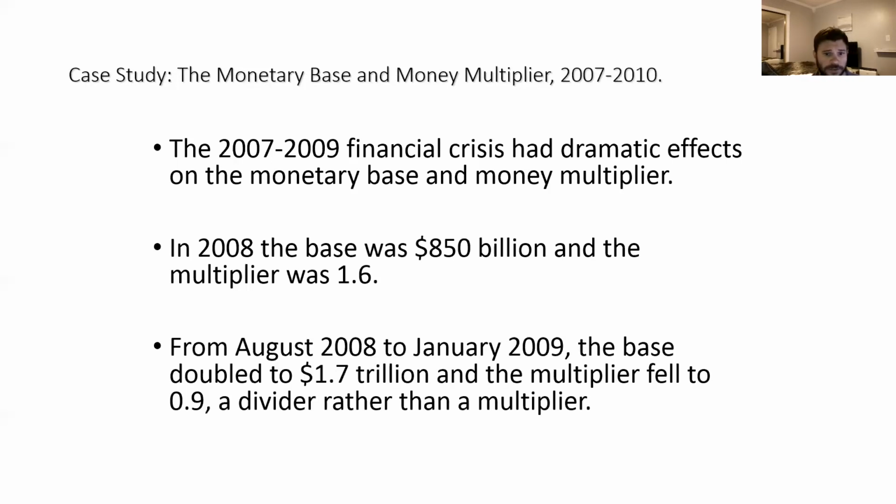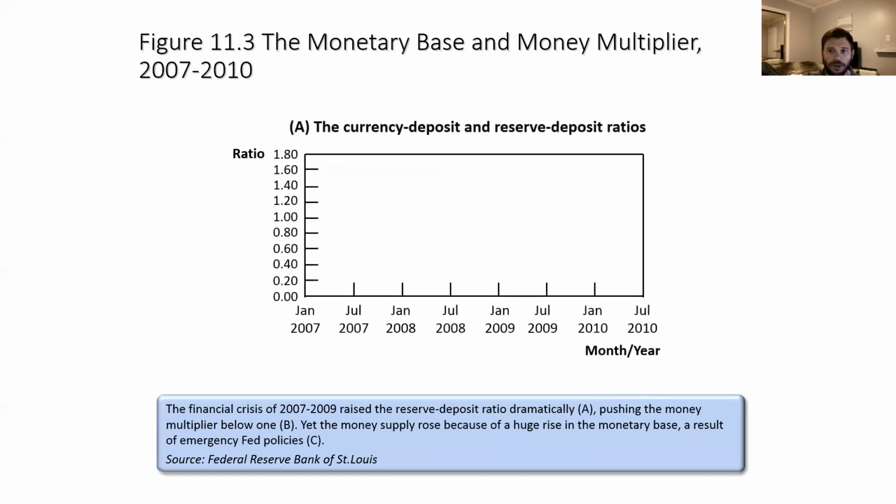Okay, so from August 2008 to January 2009, the Federal Reserve doubled the base to $1.7 trillion. And despite that, the multiplier still fell to 0.9. Okay, meaning the multiplier was actually a divider rather than a multiplier. If the multiplier is 0.9, that means every dollar that's printed actually only increases the money supply by $0.9, which is a very weird and atypical type of situation. Okay, so here was what was going on.